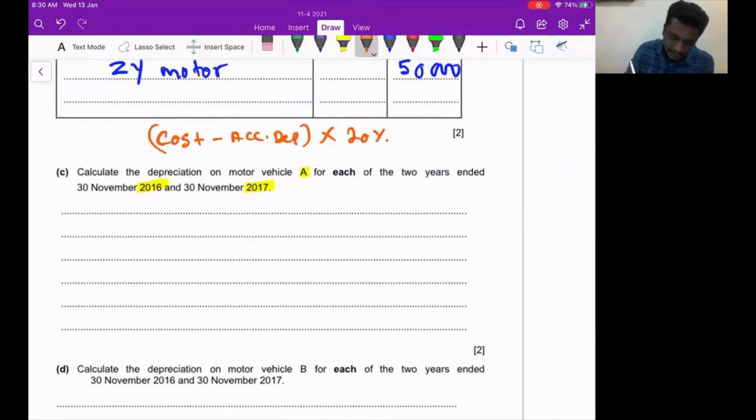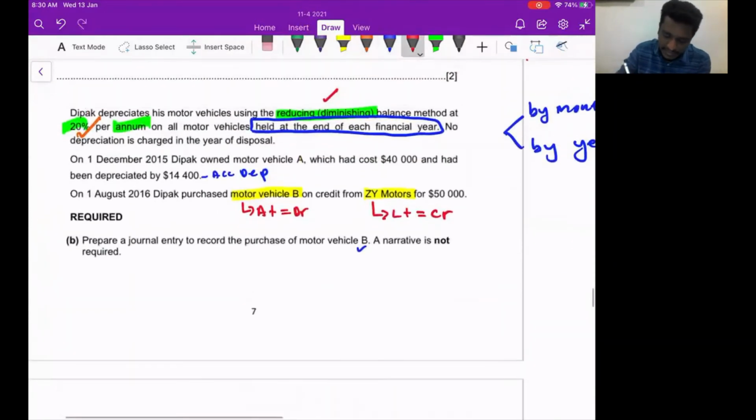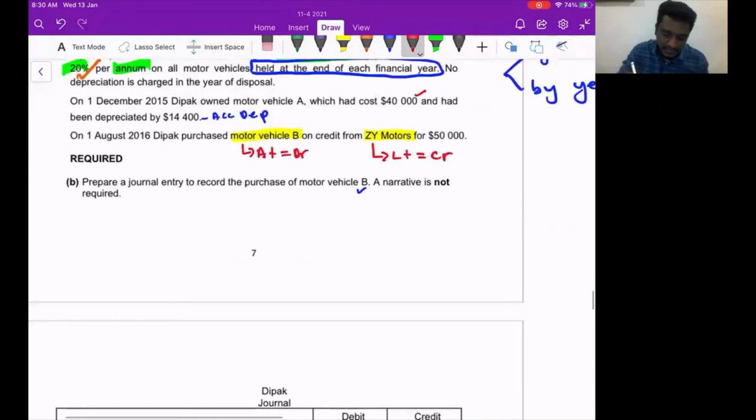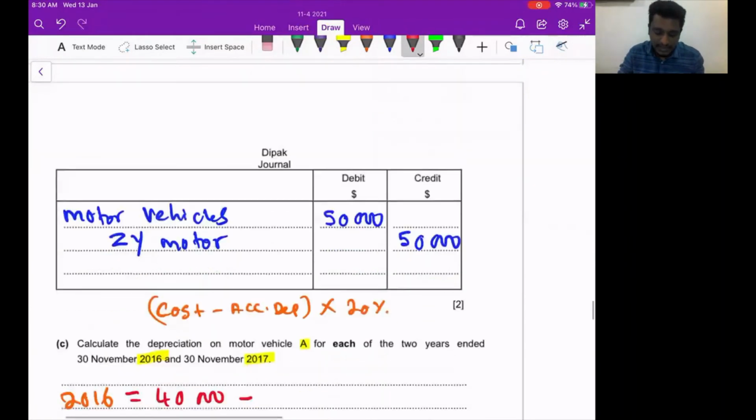So I'm going to calculate for 2016 and 2017. Okay, 2016. How much is the cost for motor vehicle A? 40,000. 40,000 minus accumulated depreciation. Do you have any accumulated depreciation for motor vehicle A? Let me go check. Yes, they already gave me the balance of depreciation. 14,400 is my accumulated depreciation.